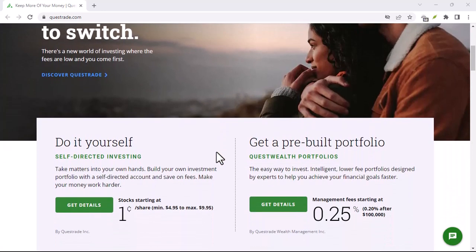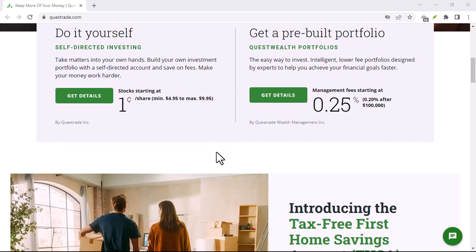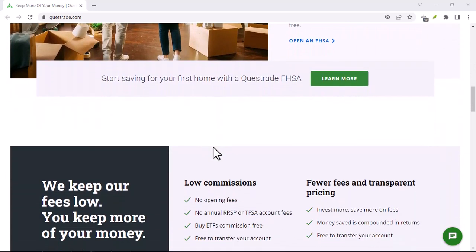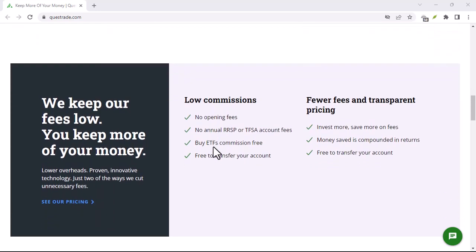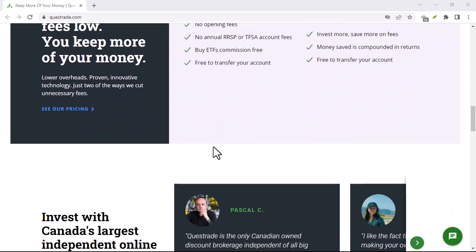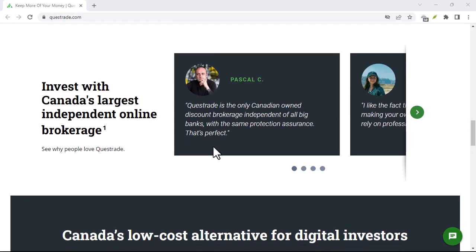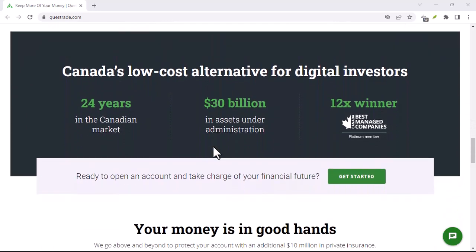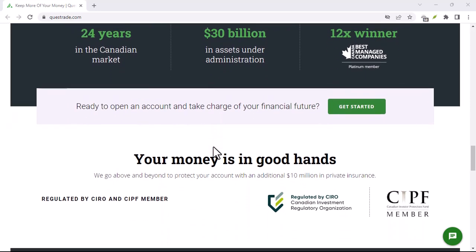Inactivity fees. In addition to the fees mentioned above, Questrade may also charge an inactivity fee if your account is inactive for a certain period of time. An inactive account is one that has not had any trades or deposits made to it for a period of 12 months. So, what does this all mean for you?